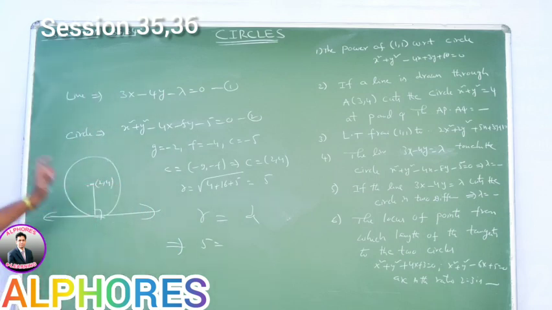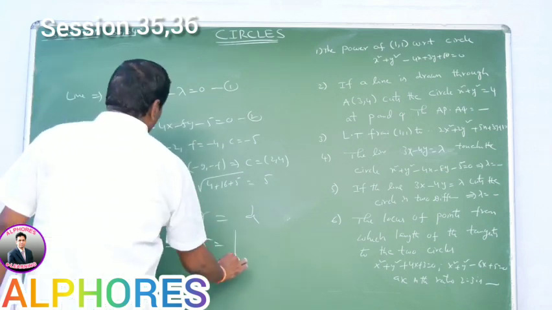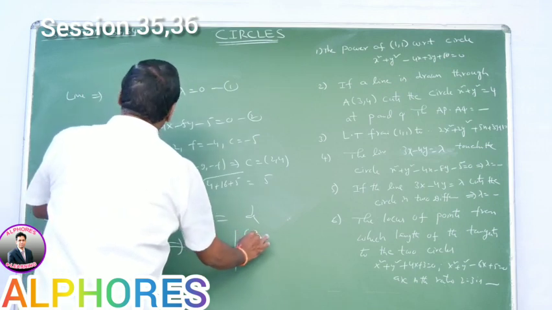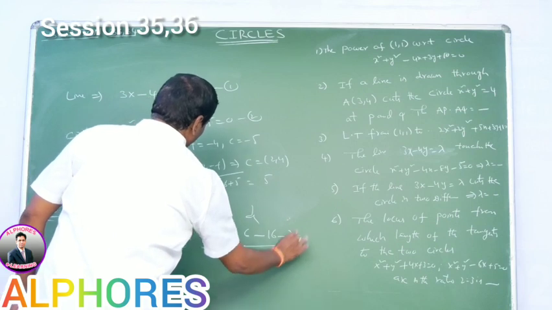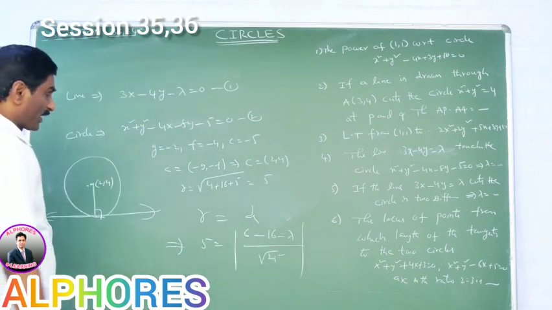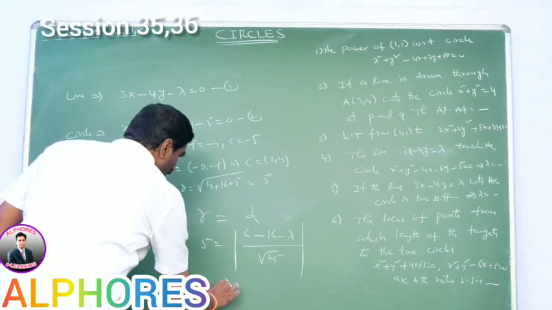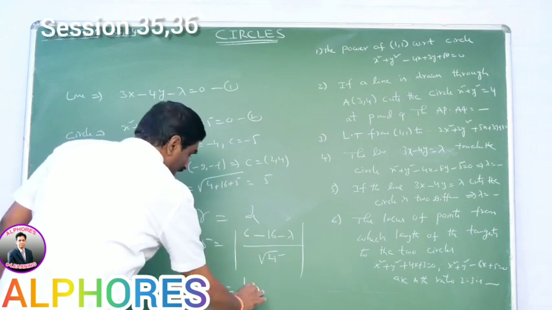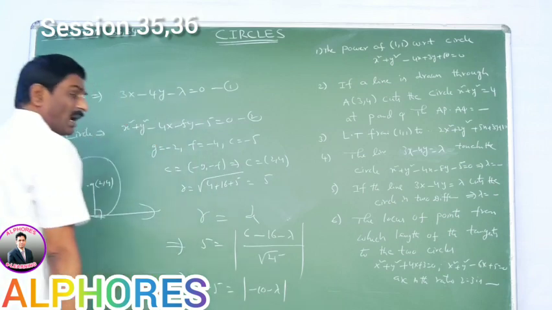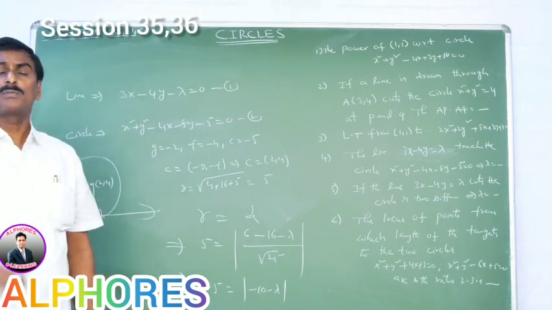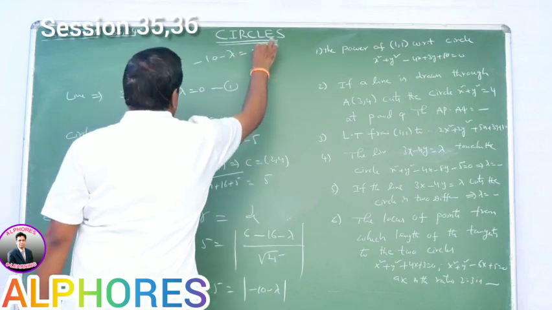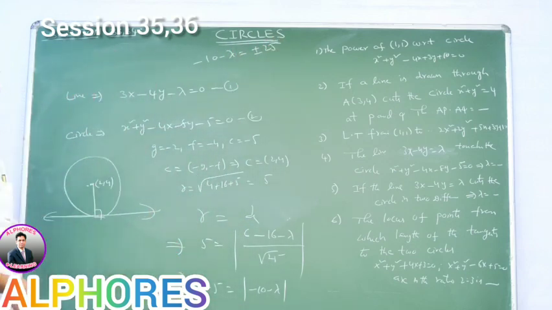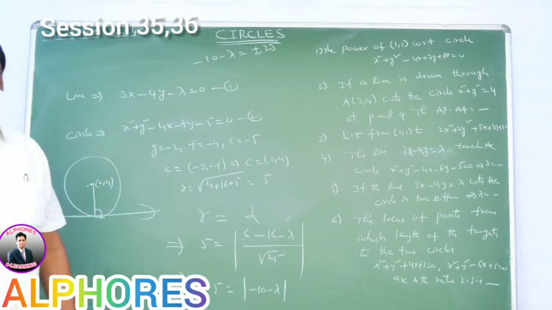Perpendicular distance from (x1, y1) to the line is mod of ax1 plus by1 plus c by root over a square plus b square. That means mod of 3 into 2, 6 minus 16 minus lambda, by root over a square plus b square, which is root 25, that is 5. After cross multiplication, it can be reduced to 25 is equal to mod of minus 10 minus lambda. After removing mod, x is equal to a means x is equal to plus or minus a. So minus 10 minus lambda is equal to plus or minus 25. You take plus 25 in one case, and minus 25 in the second case. We get two values of lambda.